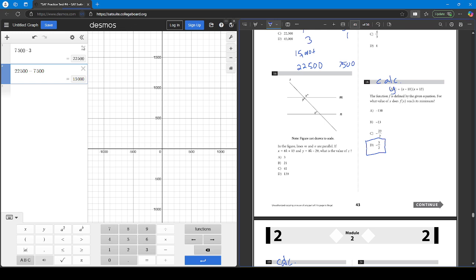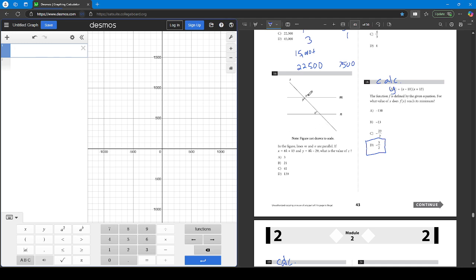Question number 16. In the figure, lines m and n are parallel. If x equals 6k plus 13 and y equals 8k minus 29, what is the value of z? We've got to do a little work here. We've got parallel lines cut by a transversal, and we've got 2 vertical angles here. We know that angle x and angle y are equivalent. So 6k plus 13 equals 8k minus 29, because x equals y.